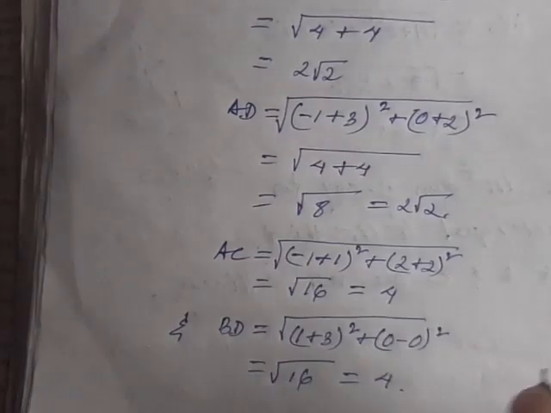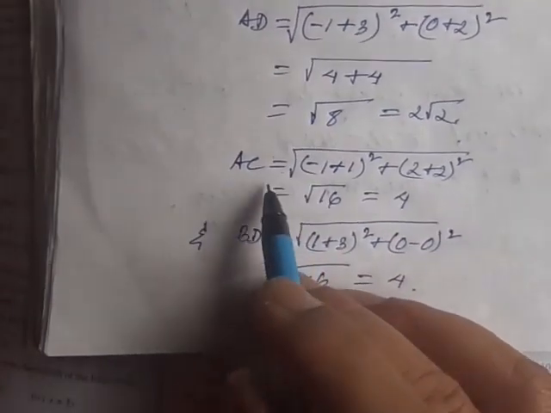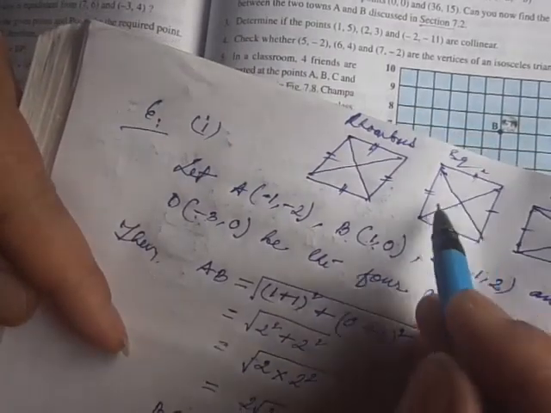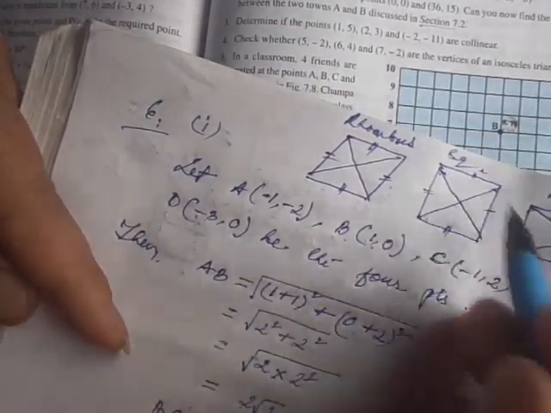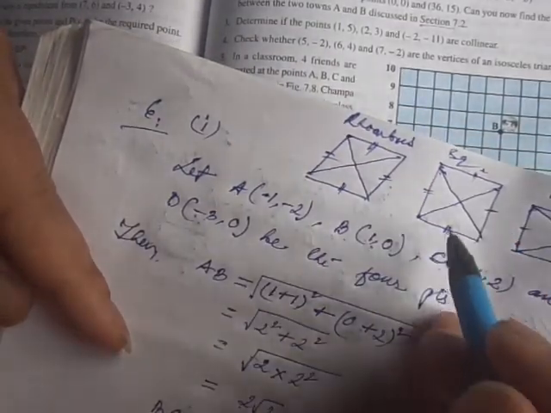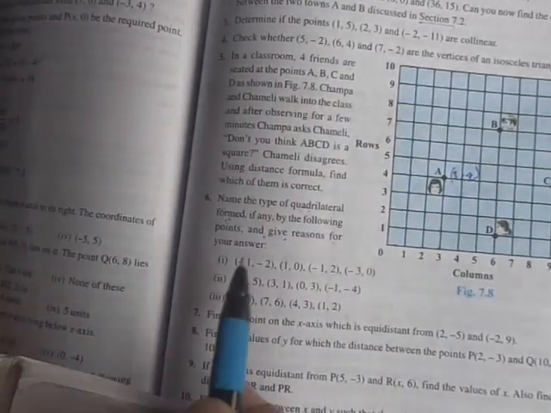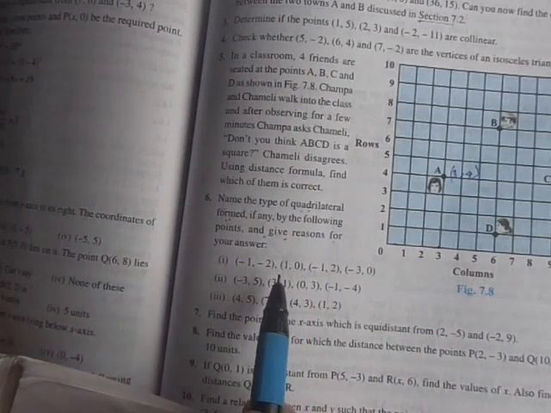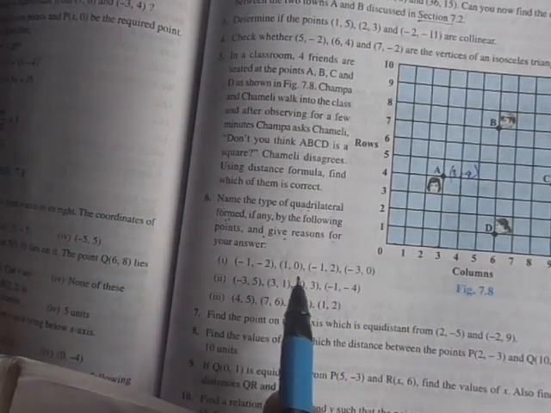Now the two diagonals are equal, 4 and 4. As I said, if two diagonals are equal and the 4 sides equal, then that is a square. So this is a square. So the question is asking to give the reason. The reason for being a square we have to mention here.